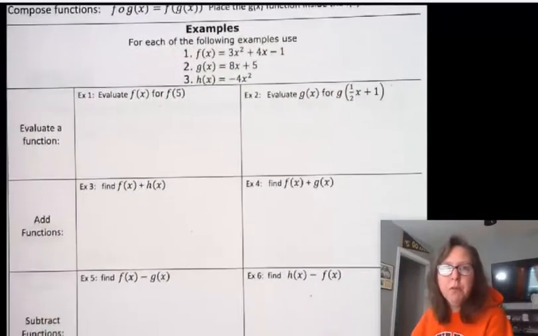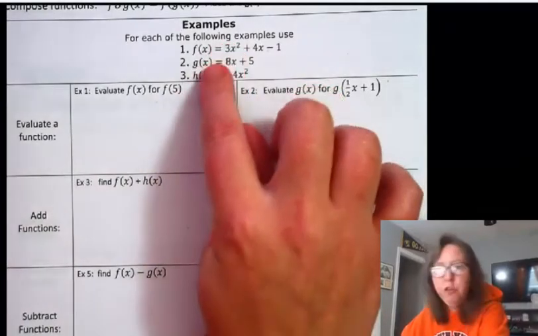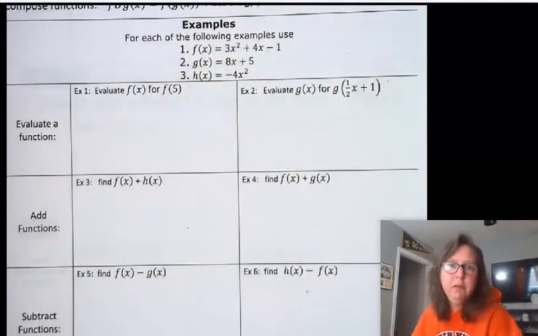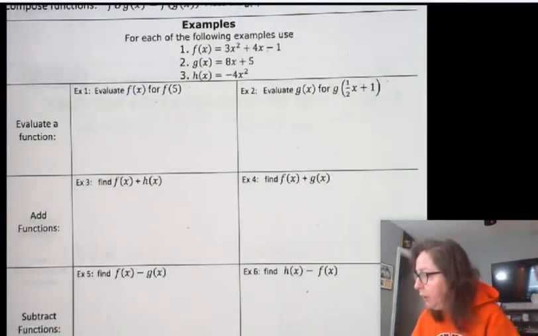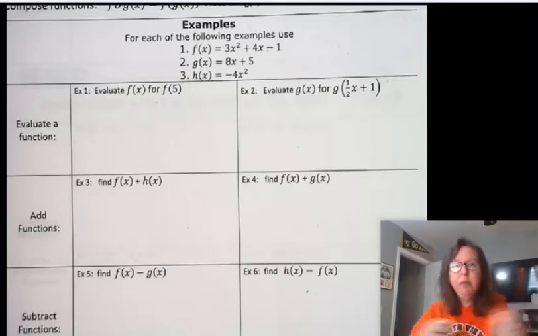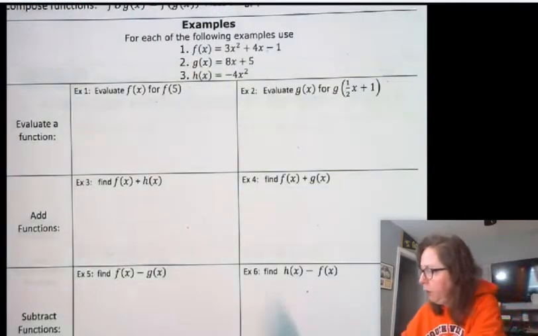So let's go ahead and get started. For all of our examples today, we're going to be referring to f of x, g of x, and h of x, okay? Now, whenever we finish that up, we're going to end up with something brand new. So let me grab some pens, okay?